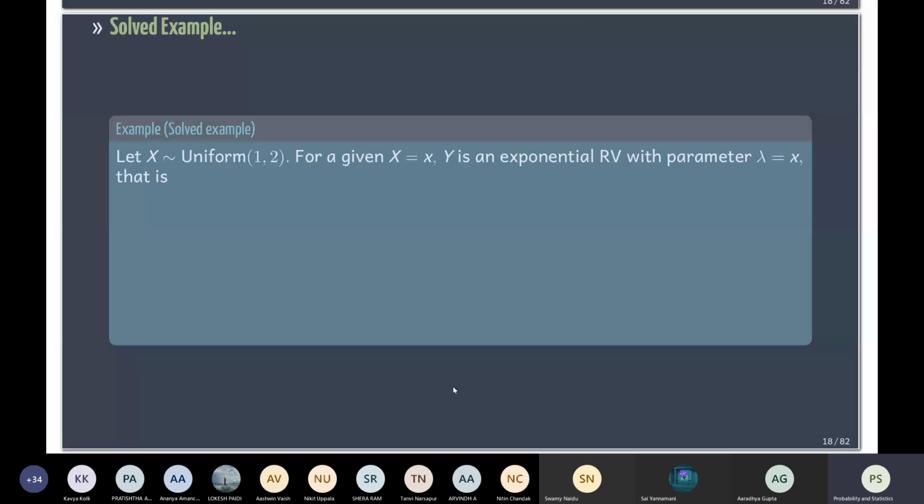Now let us see some more examples. Let x be uniform, and for given x, y is exponential with parameter lambda equal to x. So in other words, y given x equal to x is exponential, and since this is true for any x, I can also write y given x is exponential of capital X. We are told to find the expectation of y and the variance of y.